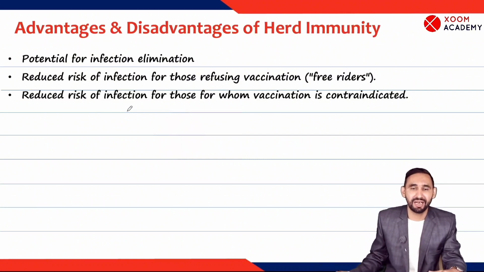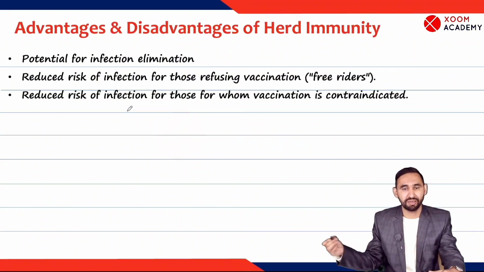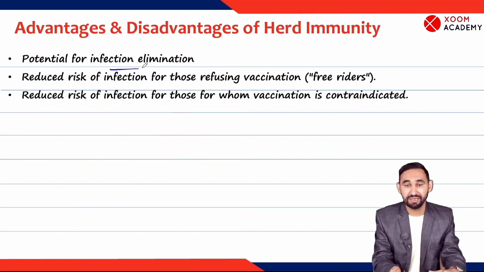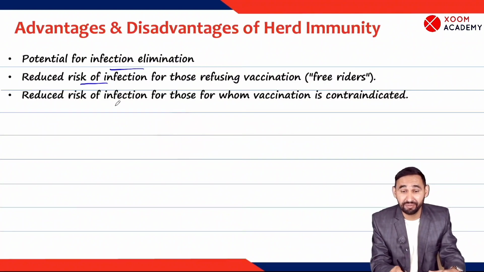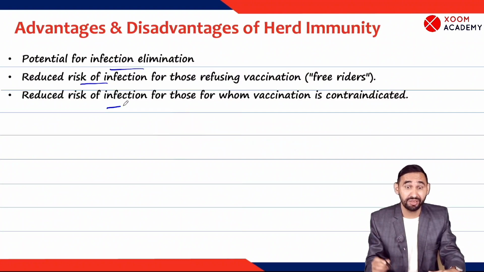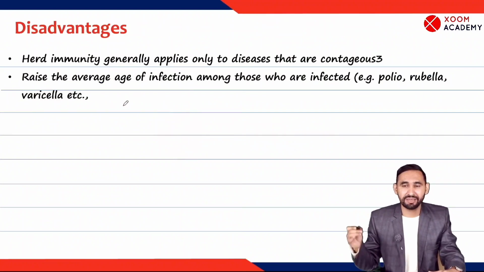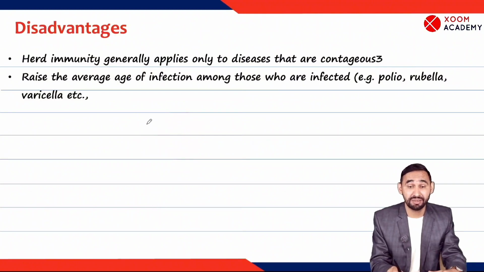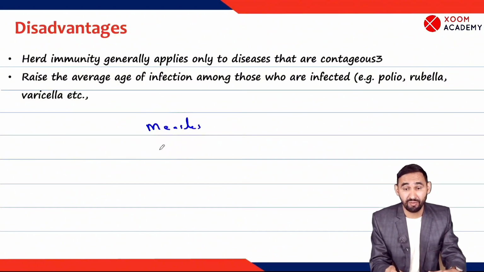There are certain advantages and disadvantages of herd immunity. What are the major advantages? Infection elimination. It eliminates infection. It reduces the risk of infection. It even provides immunity to those whose vaccination is contraindicated. So it is very essential. Vaccination is essential. Masses should be vaccinated to provide immunity. The major disadvantage is that it only applies to contagious diseases. It only applies to communicable diseases like measles, coronavirus.